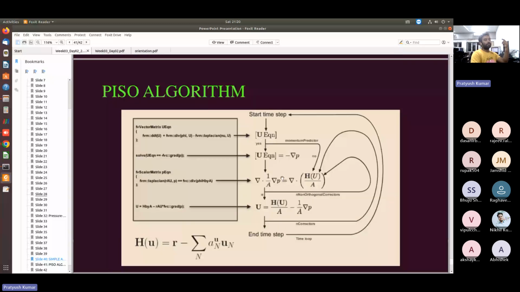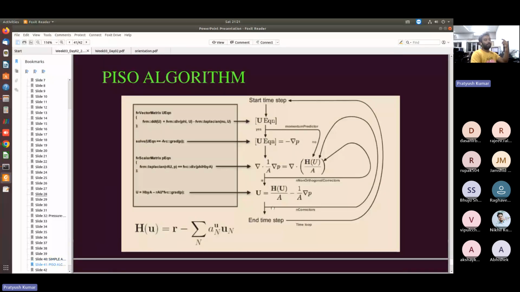But in the PISO form there is another corrector: from the start time it is going to solve, and then before going to the next time step it is again going to solve the pressure corrector step. So this step is going to solve again, then it will update the U, and then it will go to the start time. So that is the difference between the SIMPLE form and the PISO form.